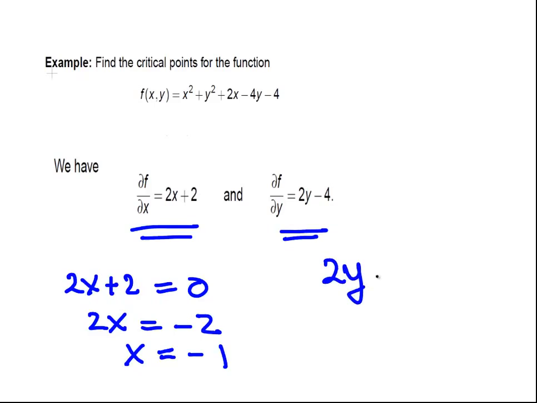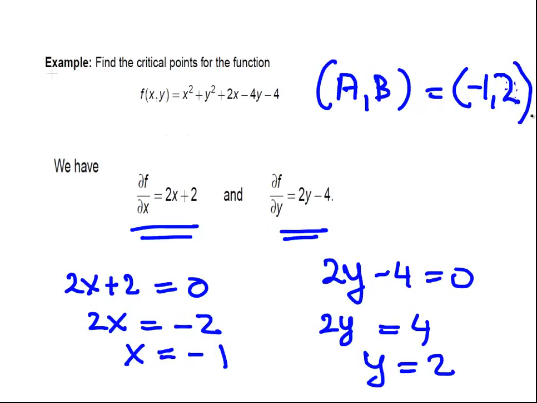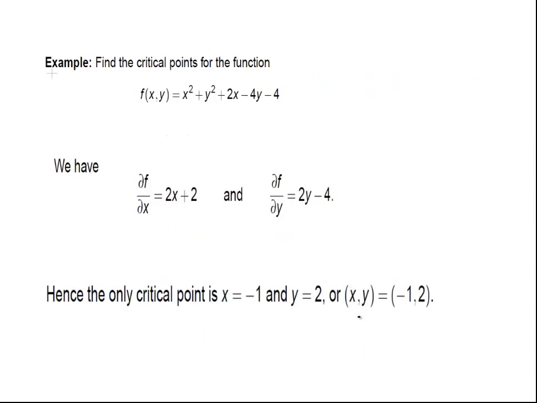Likewise, 2y minus 4 is equal to 0, 2y is equal to 4, y is equal to 2. So the point that we're looking for in this particular example is simply (minus 1, 2). Sorry, I was just trying to put in a bracket. Minus 1, 2.